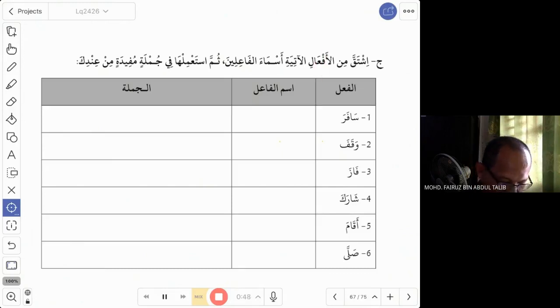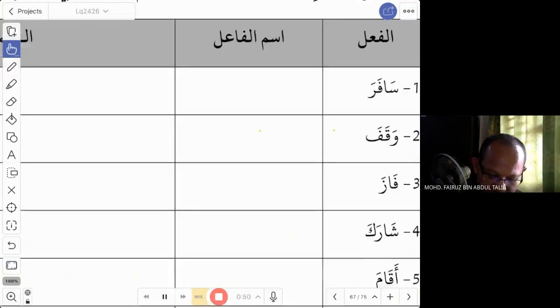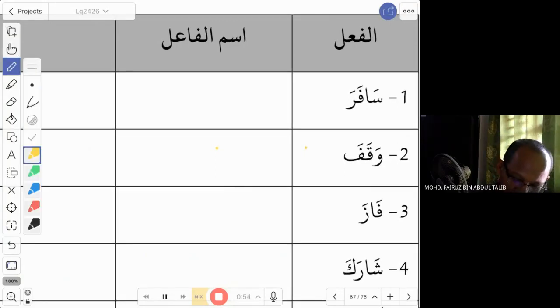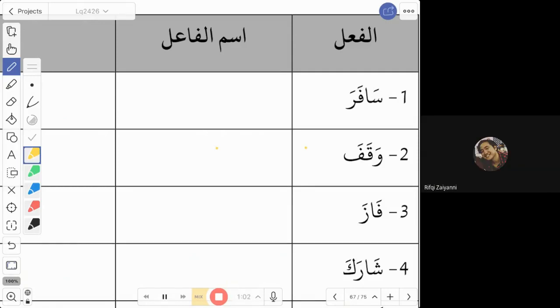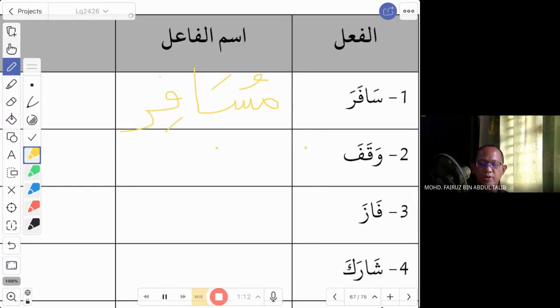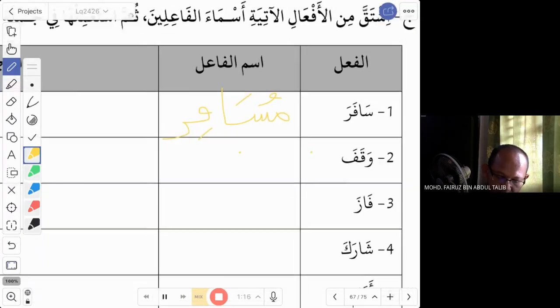Fi'il safara, travels. You want to say the traveler or is traveling. Okay, what is the word? This is a four-letter fi'il, safara. So you need to know the mudari. Musafirun, yes. Mudari is yusafiru. The isim fa'il is musafirun. Good. So musafir, the traveler, or you can also translate as is traveling. Okay, good.